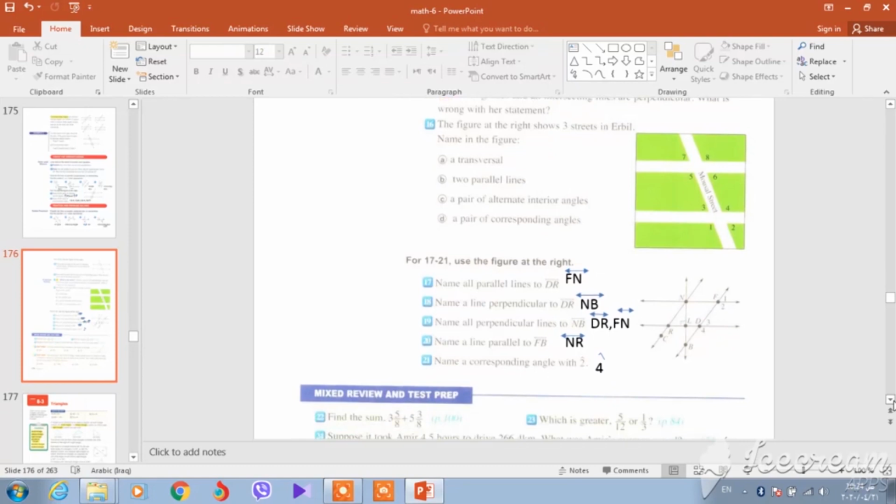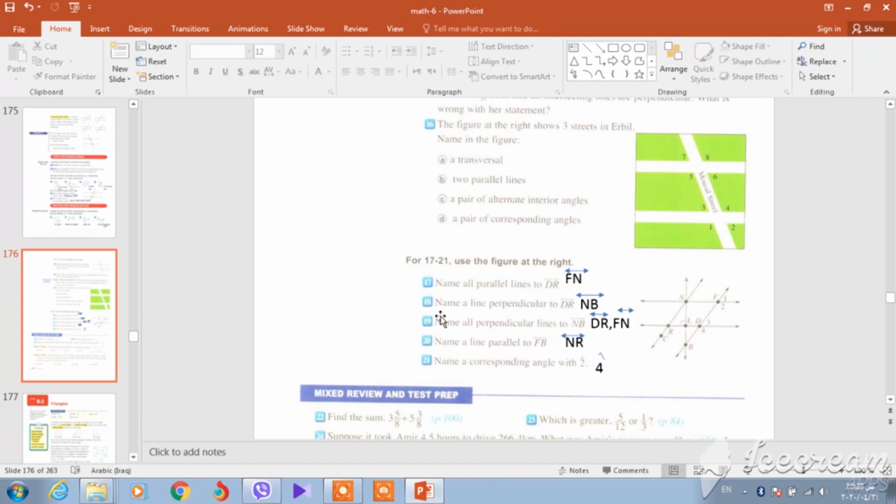Practice 17, open page 170. At page 170 we have question 17. Question 17 says name all parallel lines to DR. Which line is parallel to line DR? If you look, this is DR, this line. And which line is parallel? Line FN is parallel to line DR.